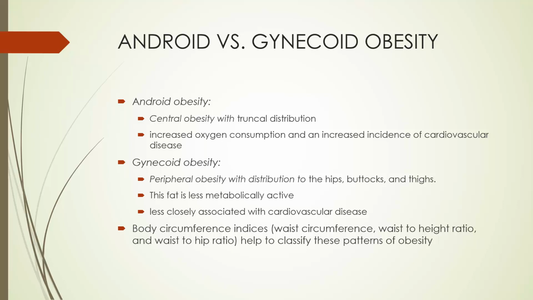Body circumference indices like waist circumference, waist to height ratio, and waist to hip ratio help to classify these patterns of obesity and correlate with mortality and the risk for developing obesity-related diseases. Waist circumference correlates with abdominal fat and is an independent risk predictor for disease.